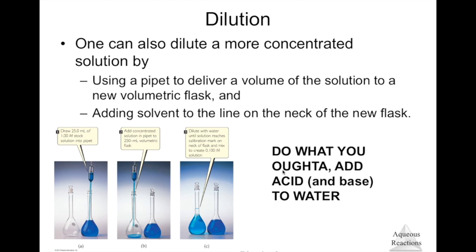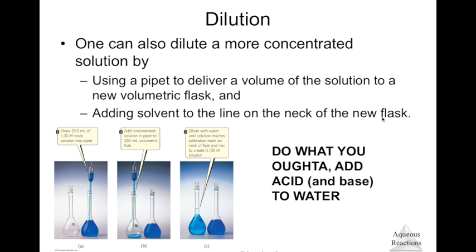Dilutions are very similar. You can dilute a concentrated solution. So you take a pipette. Again, they make volumetric pipettes, so you know that you've got exactly 25 mL or 10 mL or 2 mL or 1 mL or whatever. So you can pull out an accurate and precise amount from this solution, put it into a new flask, and then add solvent to the neck of the new flask.